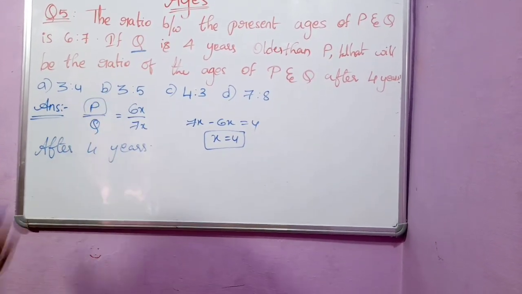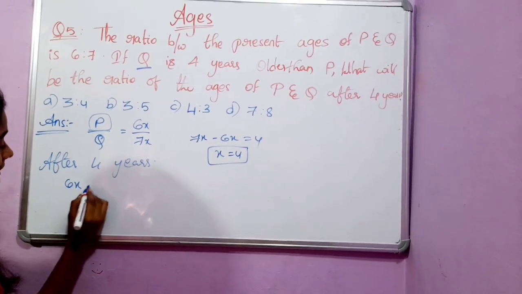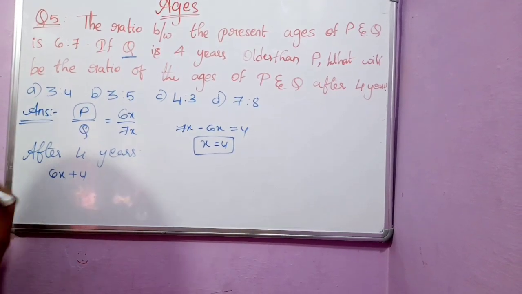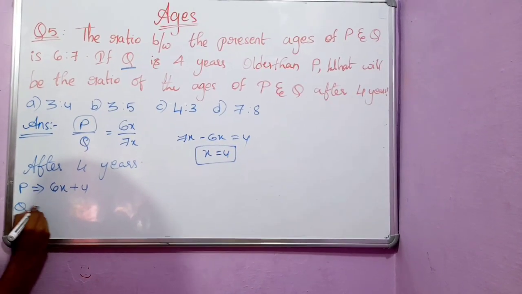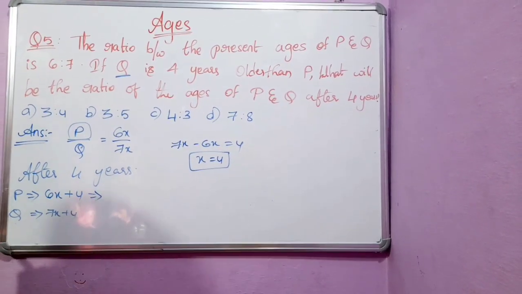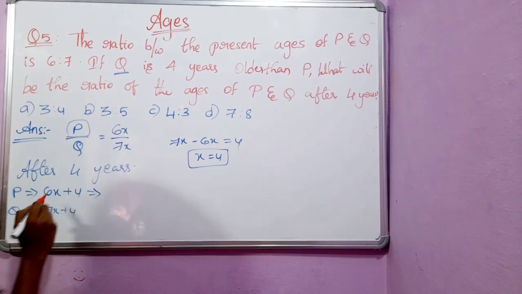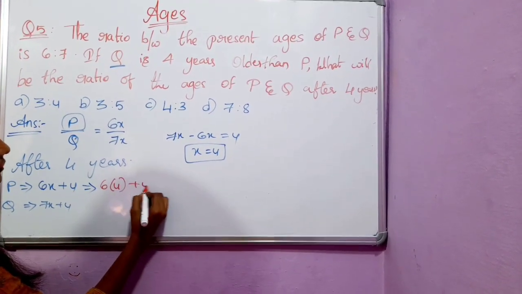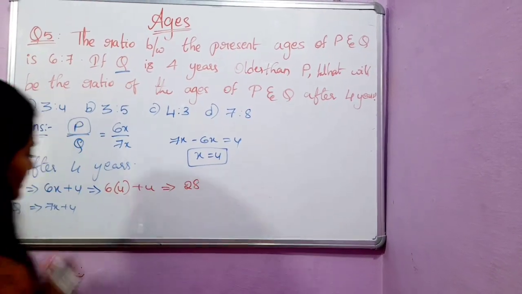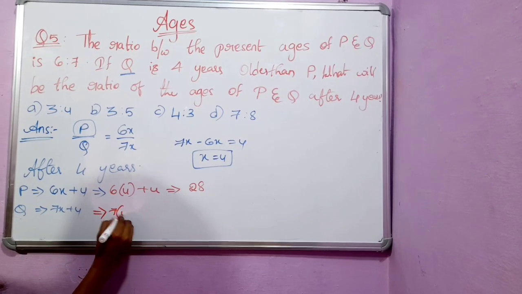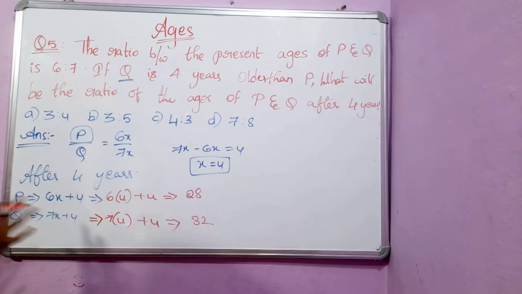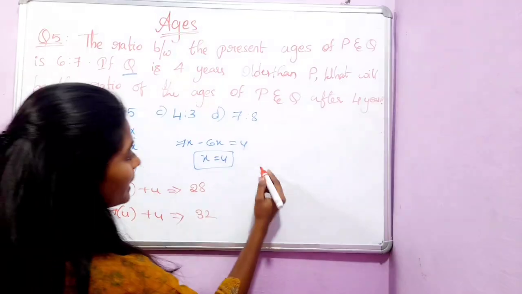the age of P will be 6x plus 4. 6x is the present age and plus 4 means the age of P after 4 years. And Q is 7x plus 4. Here we already know the value of x. So 6 into 4 is 24, 24 plus 4, 28. And here 7 into 4 is 28, plus 4, 32. So P by Q, that will be the ratio of the age of P and Q.